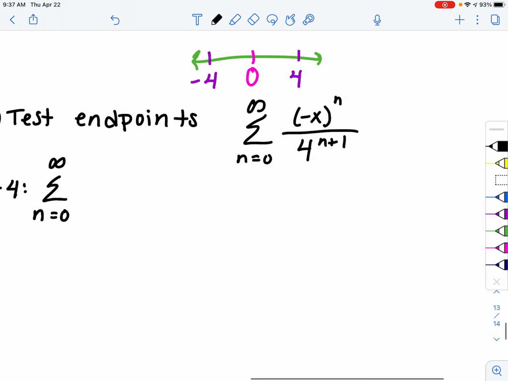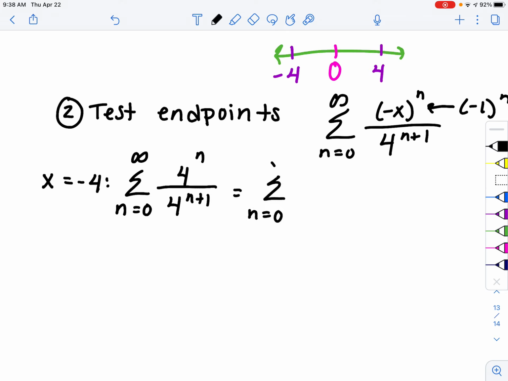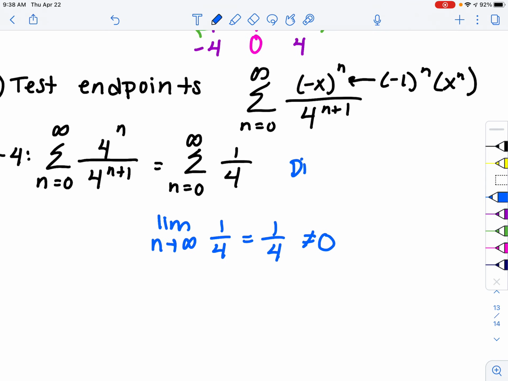Okay, so I'm going to split the negative off, right? So this is the same thing as -1 to the n times x to the n. Actually, we're not even going to do that, right? You can consider that if you want to, but you don't have to. So if I plug in -4, I'm going to end up with +4 to the n over 4 to the n plus 1. And if I simplify that, right, I get 1/4. And that's not going to help me at all. So the limit as n goes to infinity of 1/4 is equal to 1/4. And since that does not equal 0, right, that diverges by the nth term test.